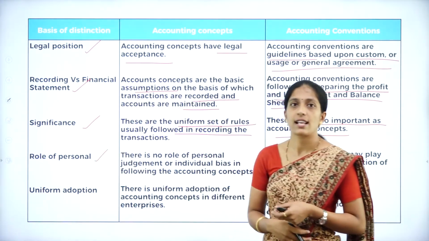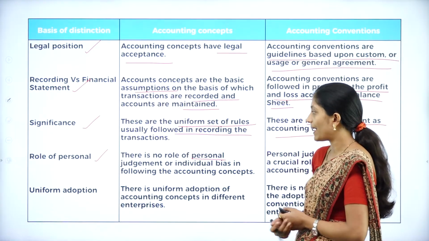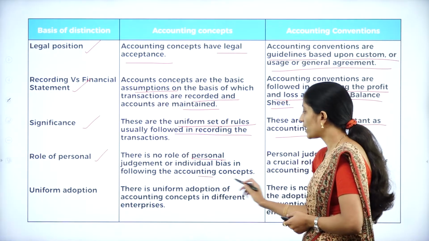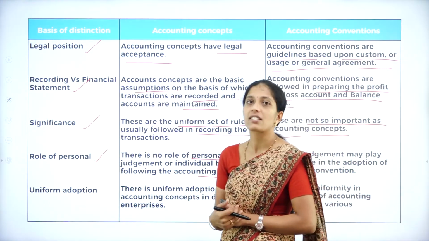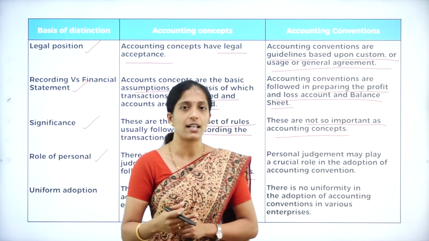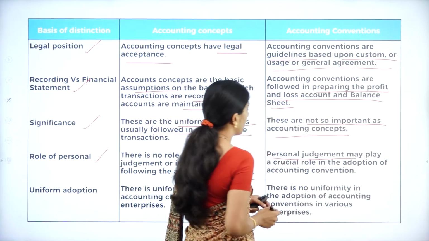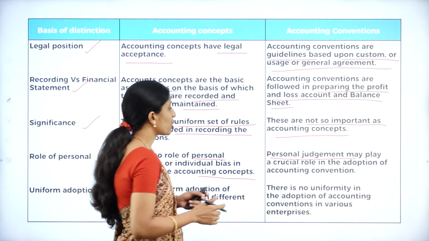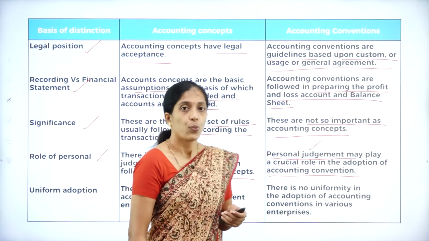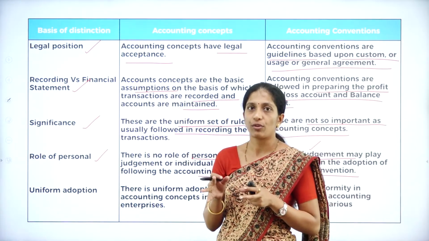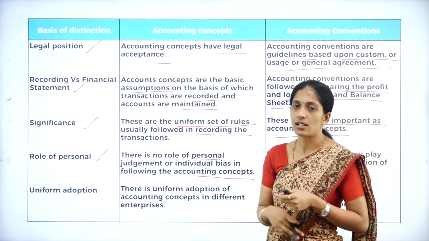Next, the fourth difference is the role of personnel. There is no role of personal judgment or individual bias in following accounting concepts. So there will be no bias, and there is no personal judgment under accounting concepts. But coming to accounting conventions, personal judgment may play a crucial role in their adoption. So here personal judgment can be applied, whereas concepts are a set of rules where there is no personal judgment and no bias.